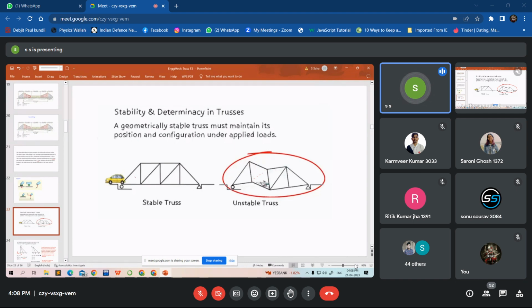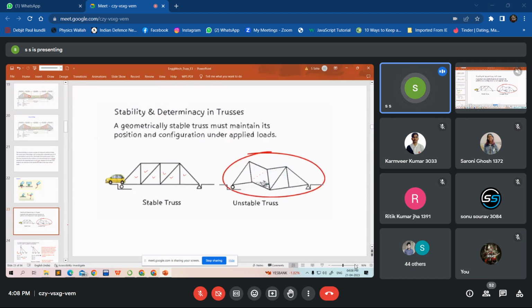But here all the configurations are triangular. It is built up of the triangular configuration. The triangular pieces are basically placed side by side to build it. So that is a simple truss. So there is a collapse over here completely, but here it is stable. Okay. So now there are two concepts of the stability of the truss.